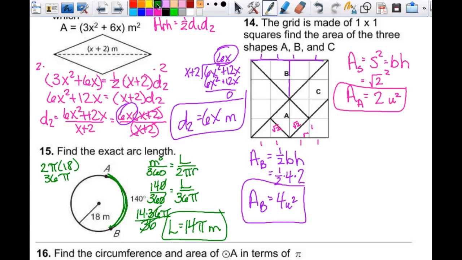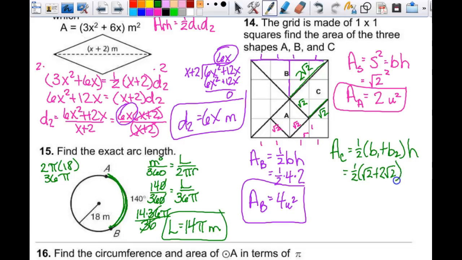C is a trapezoid. So the area of shape C is 1/2 base 1 plus base 2 times the height. So the height is the square root of 2. This base is the square root of 2. And this base is 2 square root of 2. This side length is 2, but we don't care because you need the bases and the height. So this is equal to 1/2 square root of 2 plus 2 square root of 2 times the height, which is square root of 2.